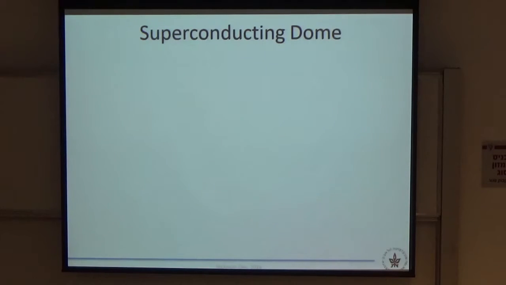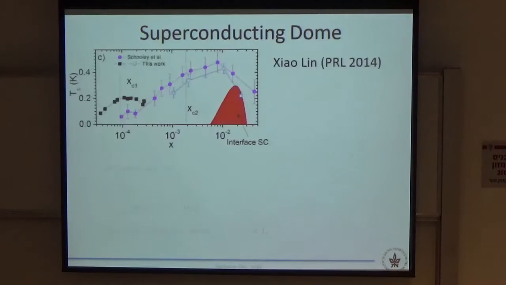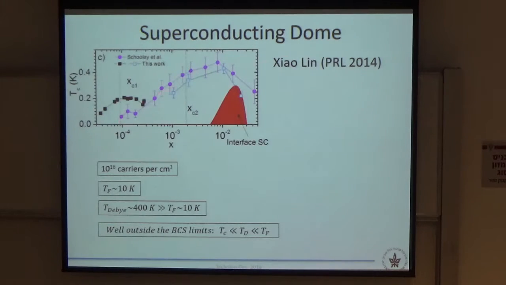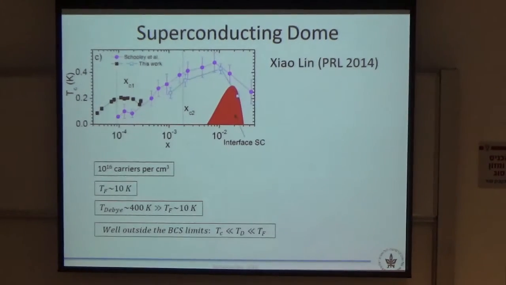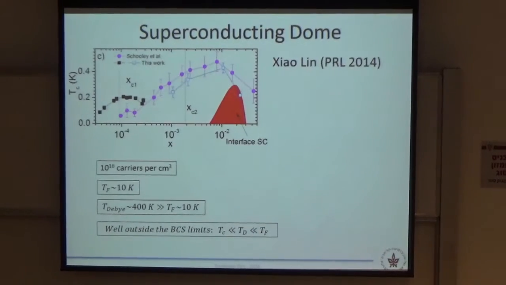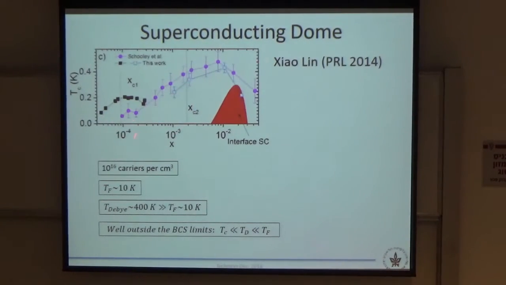Okay, so now let's talk about this superconducting dome. And why is it interesting, and why do we want to look at it inside interfaces? So first of all, this is a very interesting regime because the carrier density is 10^16 per cubic centimeter, which is very, very dilute. If you want, in a coherence length volume, you have only one electron approximately. And the Fermi temperature is 10 K, if you just calculate it naively, while the Debye temperature is 400 K.